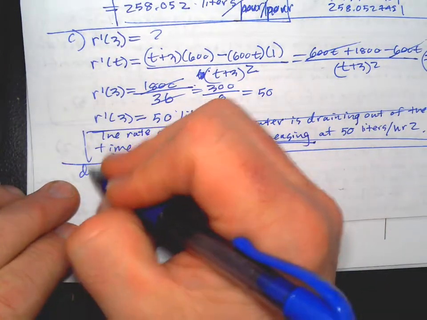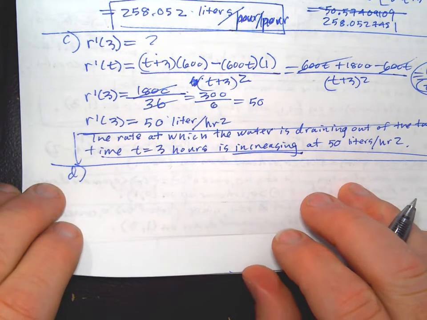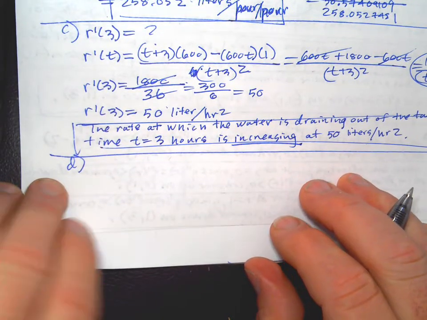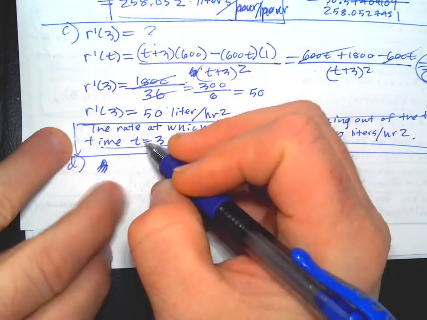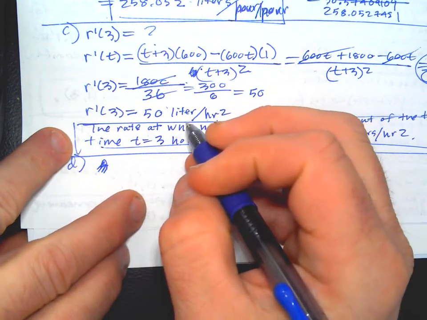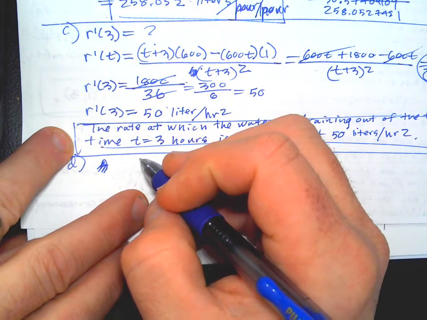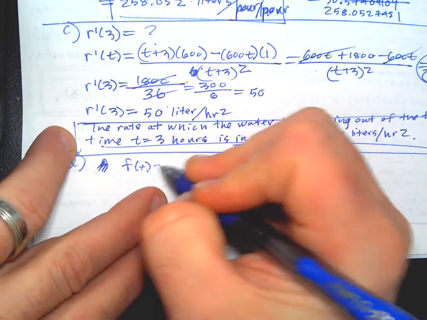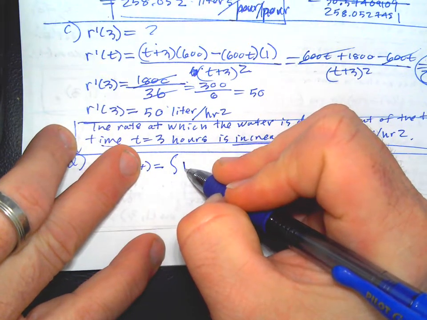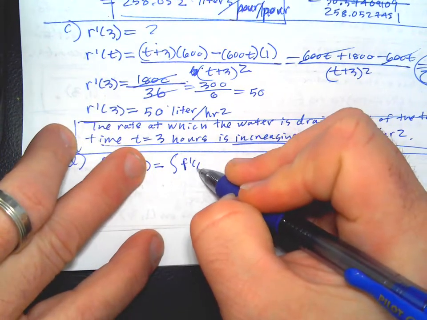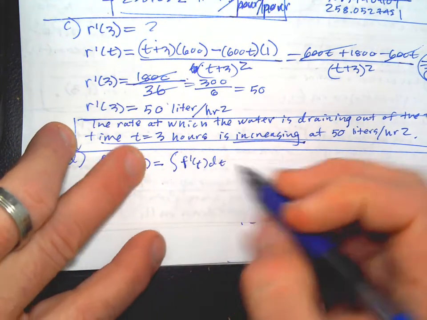Okay, D, I didn't ask you to do, but let's see if we try. It says, write but do not solve an equation involving an integral to find time A when the amount of water in the tank is 9,000. So we need to find a function that describes the amount of water in the tank. So that function is going to involve the integral of the derivative, right? Okay, and I mean that's how we find the function.